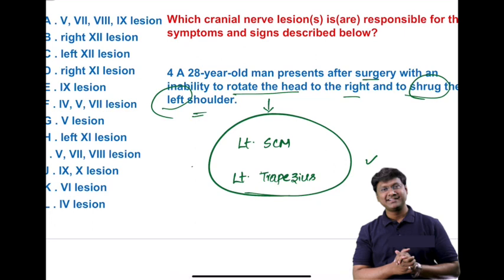So this left sternocleidomastoid and the left trapezius, these two muscles are being supplied by your left side spinal accessory, which is nothing but your 11th cranial nerve. Okay. So now what is the answer in this question? In the fourth clinical scenario, the answer among the options given to you is left 11th nerve lesion, which is nothing but your spinal accessory.